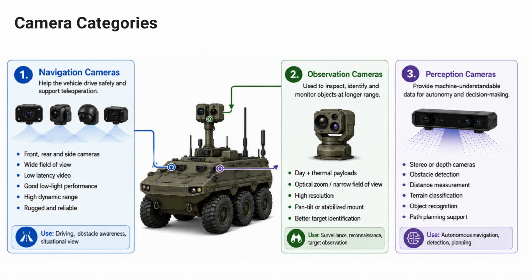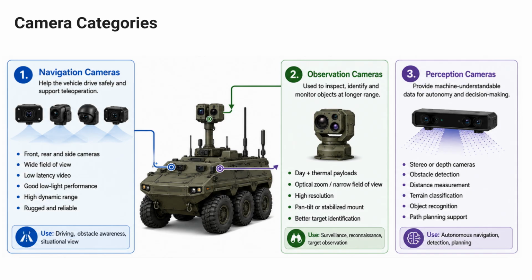Welcome to part 2 of our camera series, Types of Cameras. Before we study specific camera technologies, it is important to understand that cameras can also be grouped by the function they perform on an unmanned ground vehicle. First, we have navigation cameras that help the operator drive safely by providing front, rear, and side views with wide coverage and low latency. Next, we have observation cameras, which are used for surveillance, reconnaissance, and target identification.